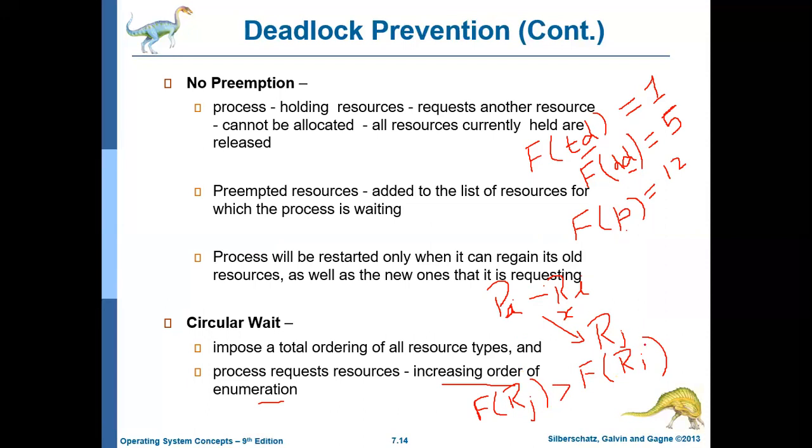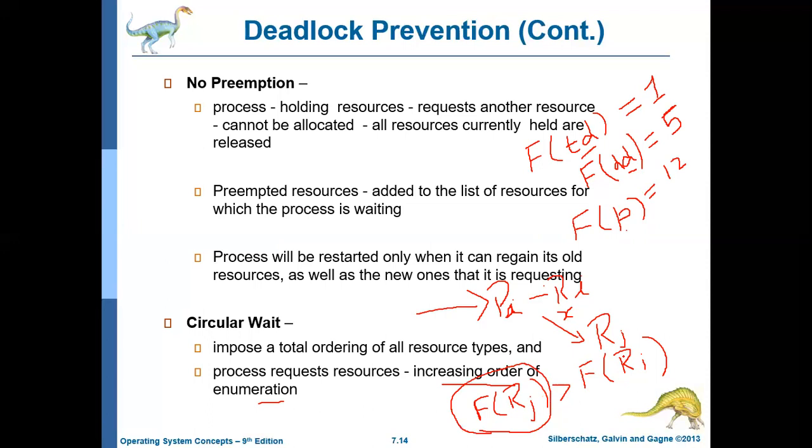So the rule says that initially when a process pi requests any resource, the resource will be allocated as such. But the second time it requests a resource, it will check whether f of rj, the new resource it is requesting, is greater than f of ri or not. Only if it is greater will it be allocated. Otherwise, it won't be allocated.